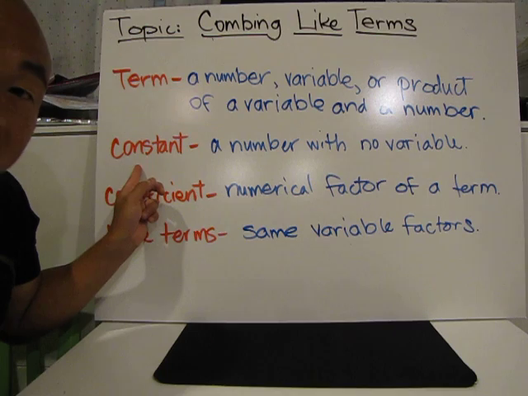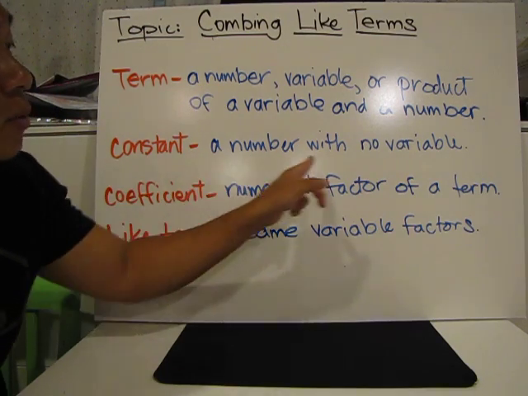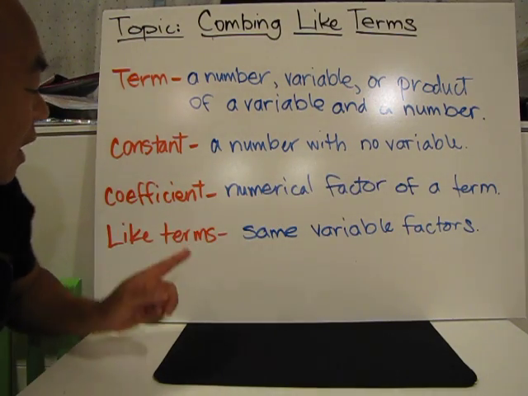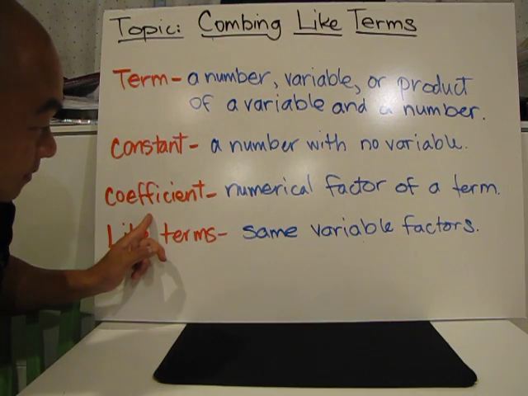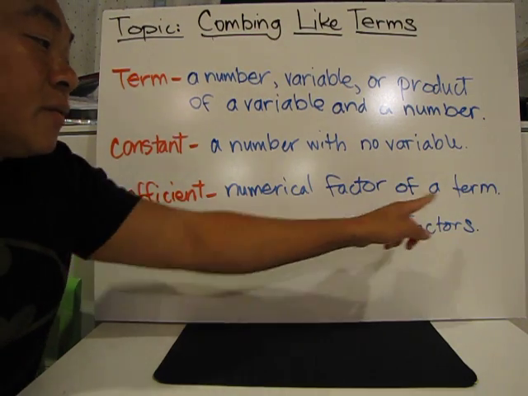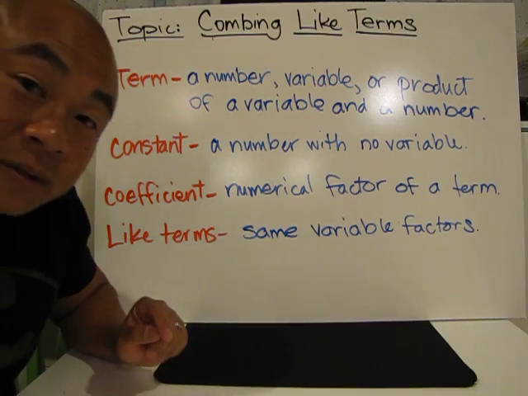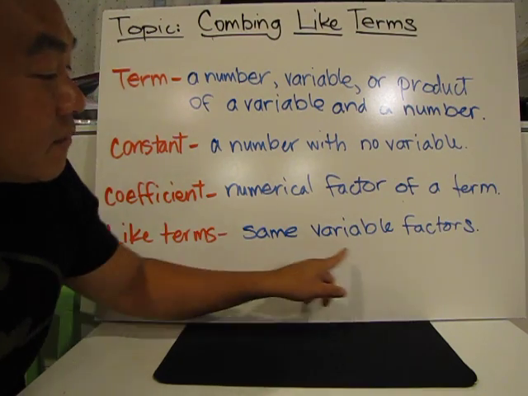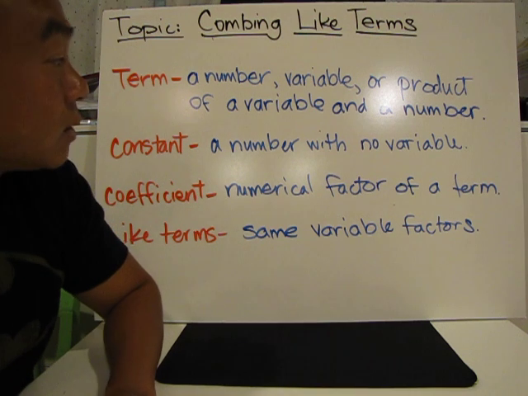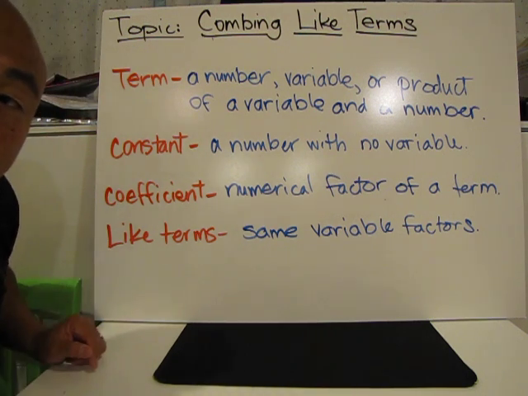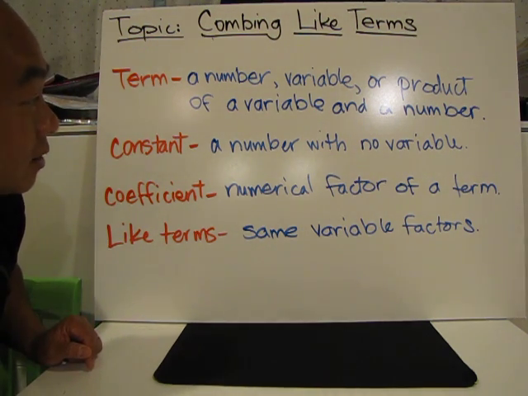Next one is the word constant, a number with no variable at all. And coefficient, which is the numerical factor of a term, and like terms, which is what we're dealing with today, which have the same variable factors. At this point, it'd probably be a good idea for you to go ahead and pause and write down what you see right there in your notebook.